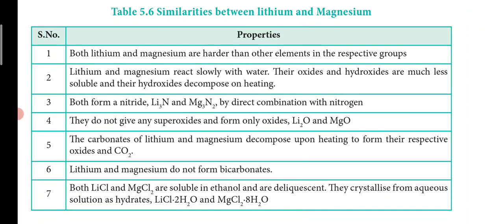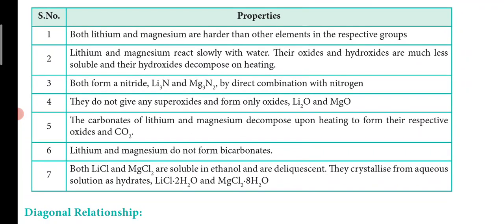Lithium and magnesium they react slowly with water. Their oxides and hydroxides are much less soluble and their hydroxide decomposes on heating. Both form nitride, lithium nitride and magnesium nitride by direct combination with nitrogen. Directly you can react them with nitrogen to form nitrides. They do not give any superoxides; they form only oxides.